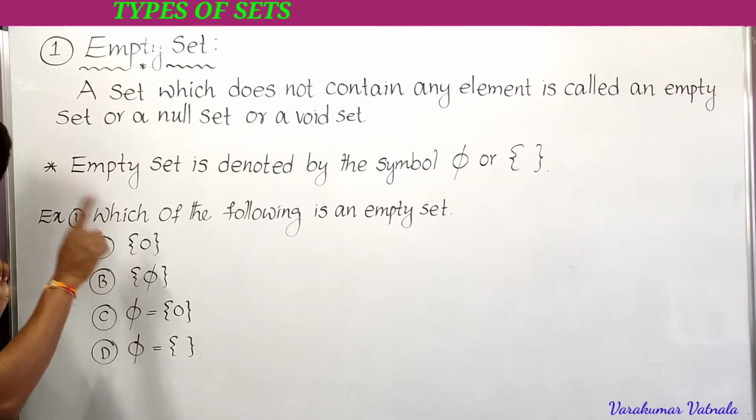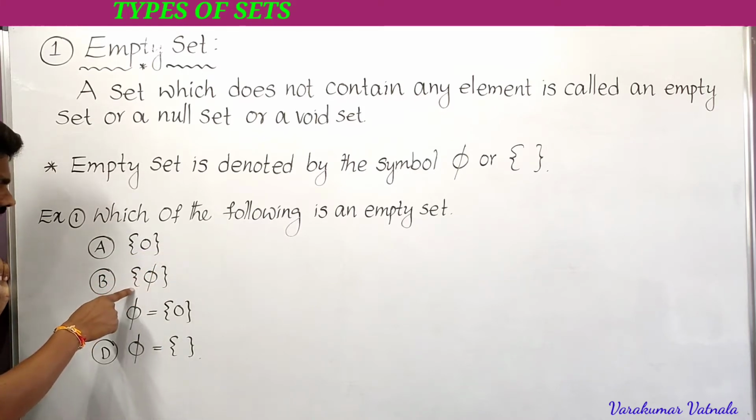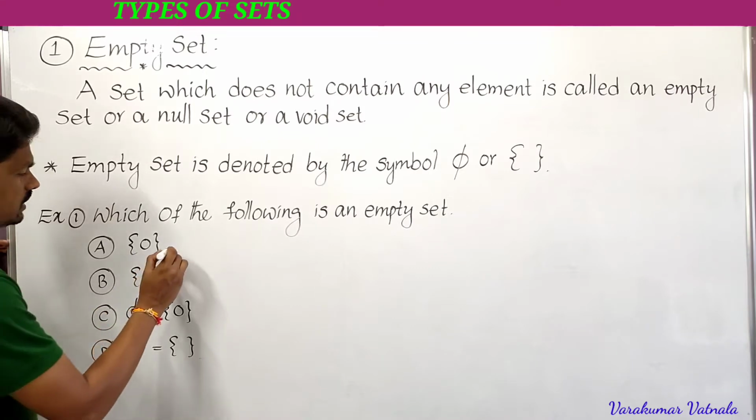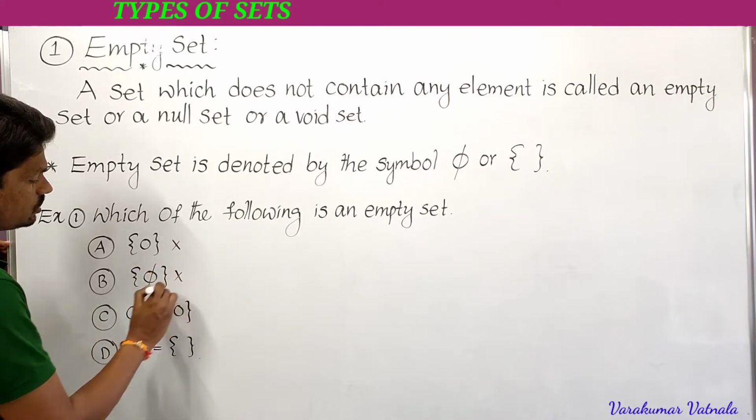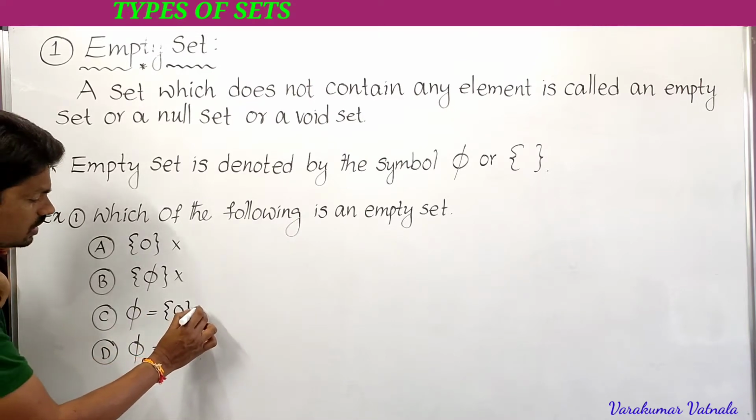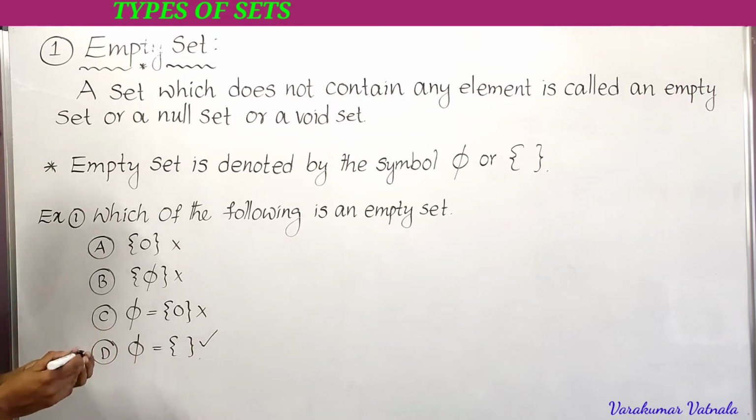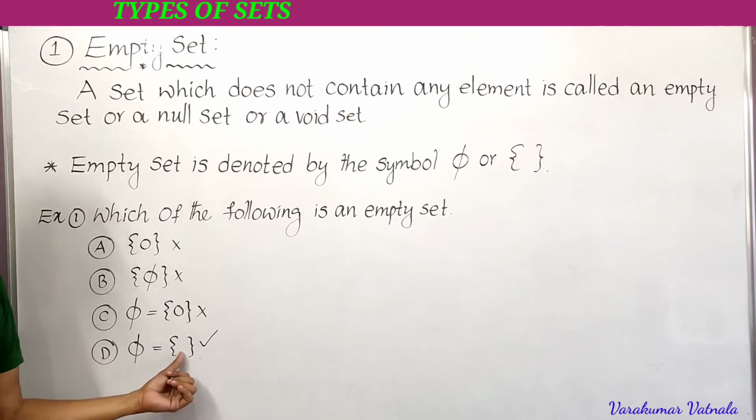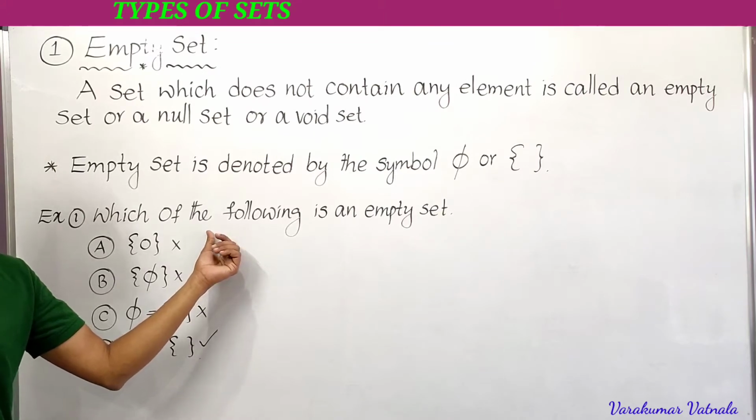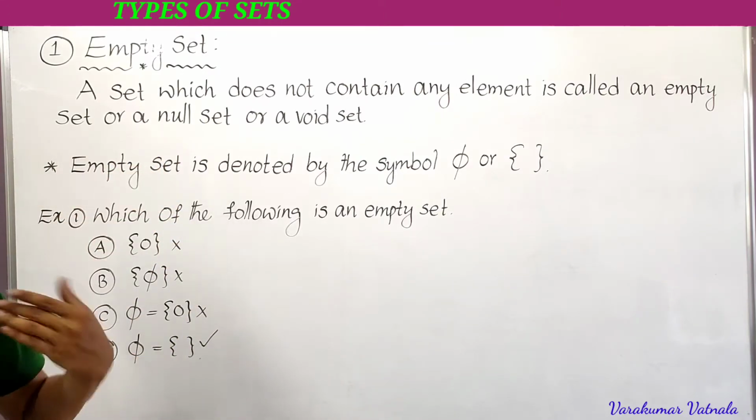Here there is one element, that is 0, so it is not an empty set. Here there is one element, it is 5, so it is also not an empty set. Here phi equals set of 0, it is also not an empty set. This is the correct one: phi equals only braces, there are no elements. So D is the correct option. Very important, students, this is empty set.